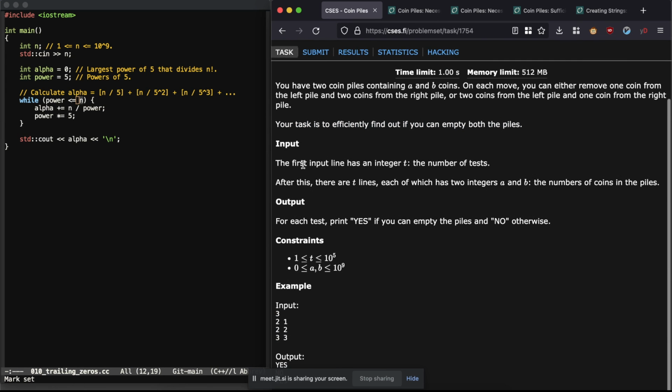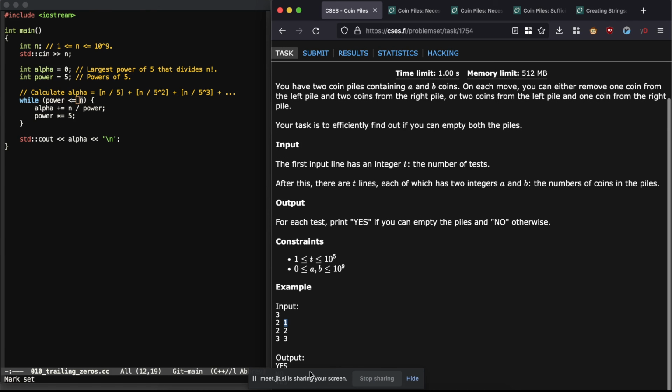So can we empty both the piles successfully in the end by finding out some moves? Then we have some input, and the input looks like this: an integer t, the number of tests. Okay, so that is not interesting. And then each line has the actual input for our problem. So 2 integers a and b, and they contain the number of coins in each pile. So this is saying the first pile has 2 coins, the second pile has 1 coin. And for each test, print yes if you can empty the piles and no otherwise.